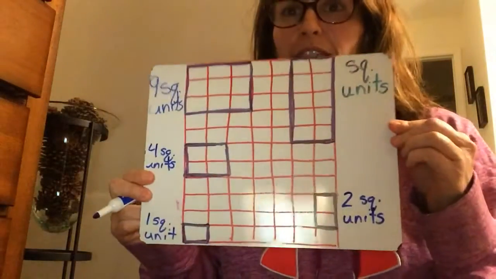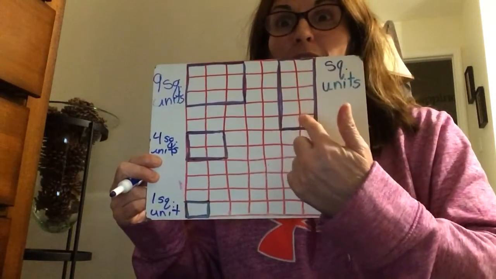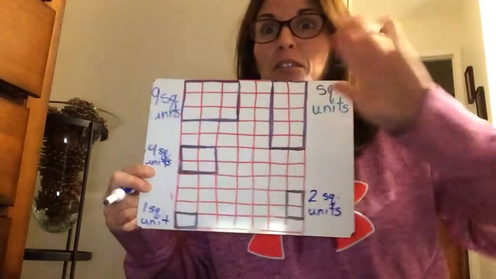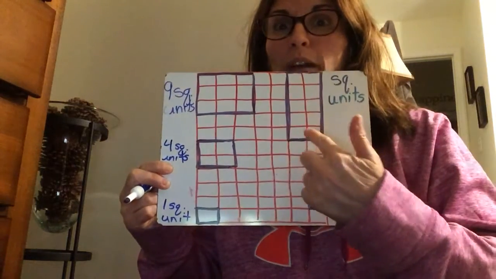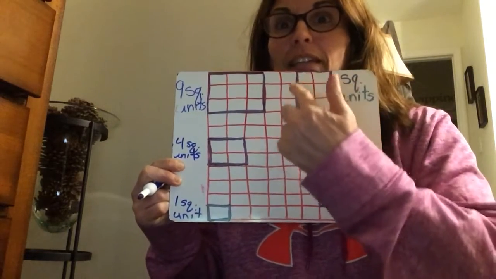Okay, let's try our last one. The big one up here I saved for last. Now, it doesn't matter if we count this way, if we count across. We're going to get the same thing, and I'll show you. A-R-E-A, count the squares inside. Hey! 1, 2, 3, 4, 5, 6, 7, 8, 9, 10.